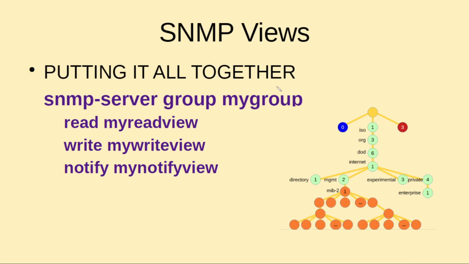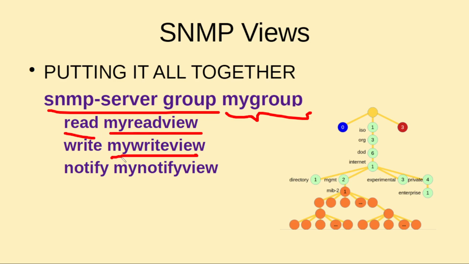So in order to put all of these together, we will use the command snmp-server group, the name of my group, and then what will be the view that will grant me read access, what will be the view that will grant me write access, and what will be the view that will grant me notifications.